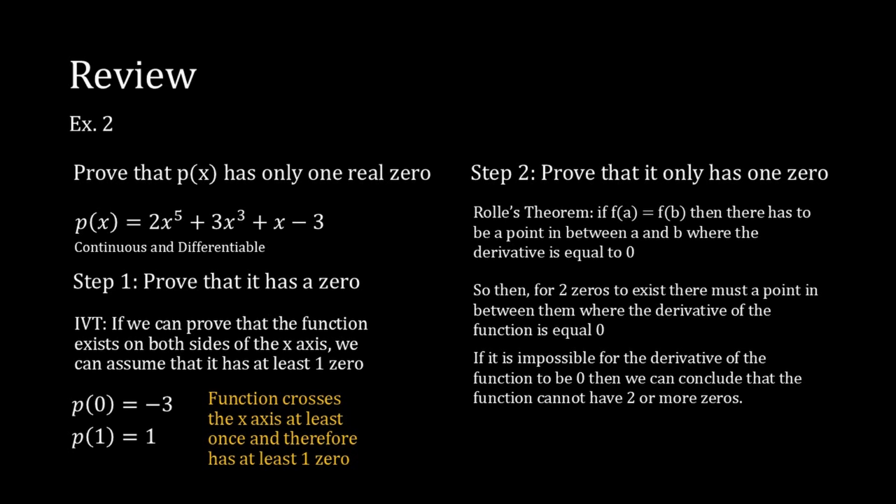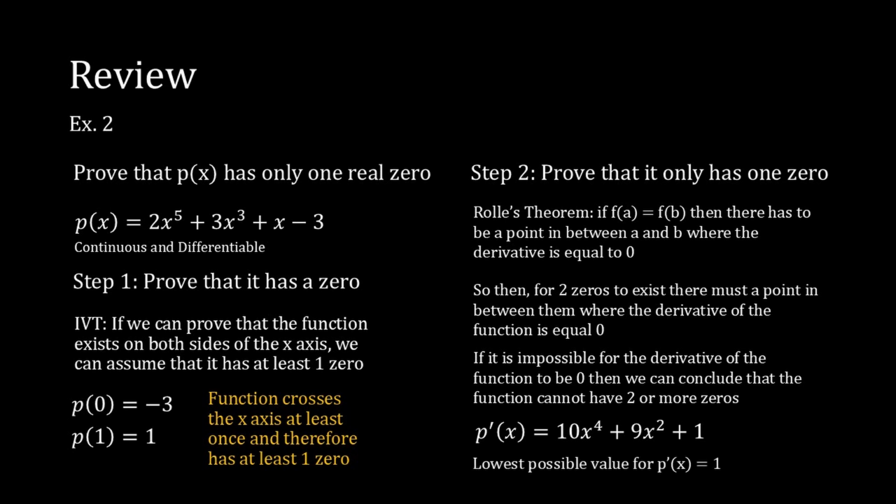So then, let's find the derivative of p of x, which we can do by employing power and sum rules. This comes out to be 10x to the power of 4 plus 9x to the power of 2 plus 1. We can now see that the lowest possible value for the derivative of p of x is 1.